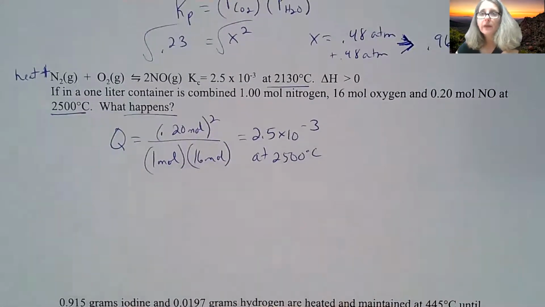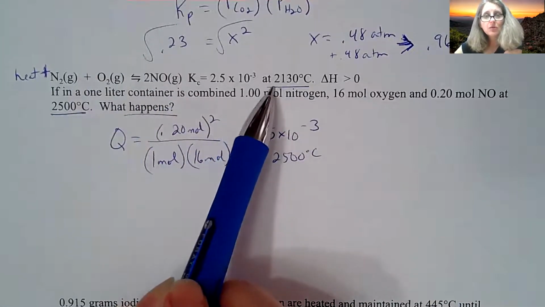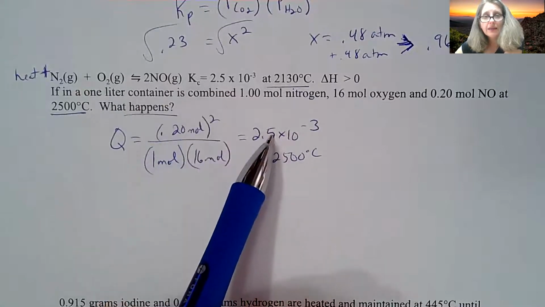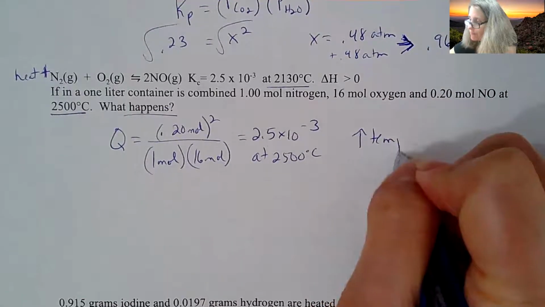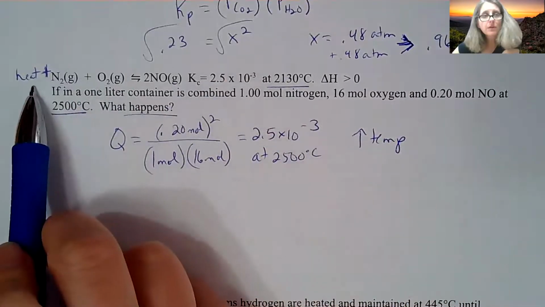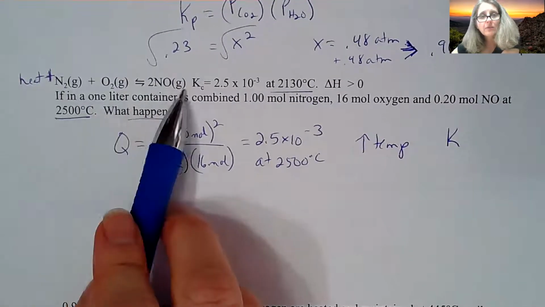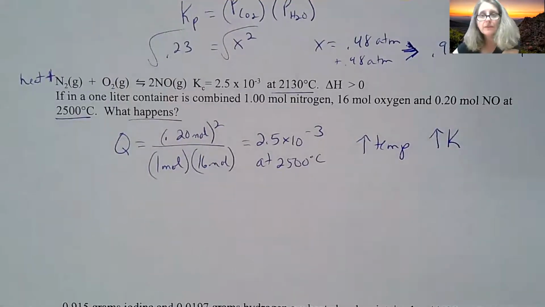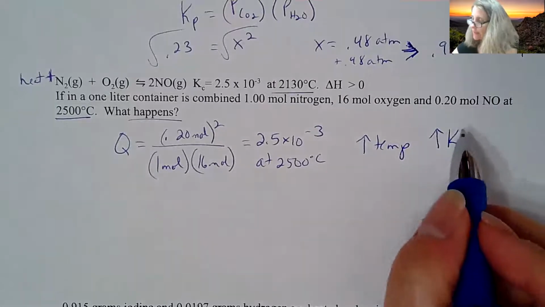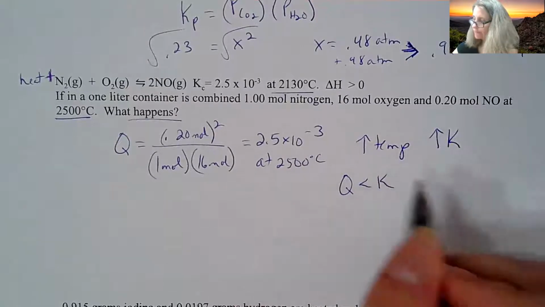All right, so again, expanding on what we just talked about, at 2130 degrees Celsius, this is my K. This is my K at 2500, okay? So as I increase the temperature of an endothermic reaction, what's going to happen to my K? Okay, so if I heat it up, it's going to shift towards the right and make more product. So that means my K is going to increase. So since my K is increasing, probably the Q is less than K, okay?